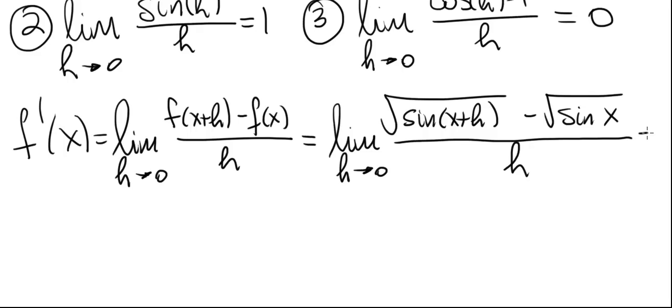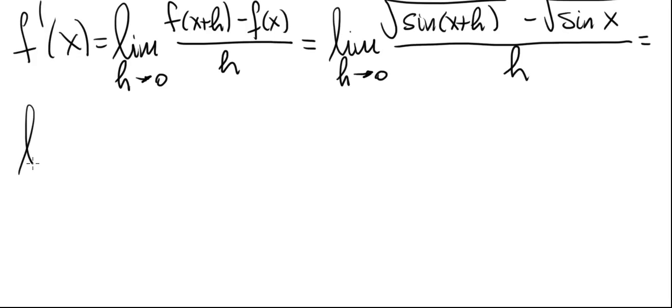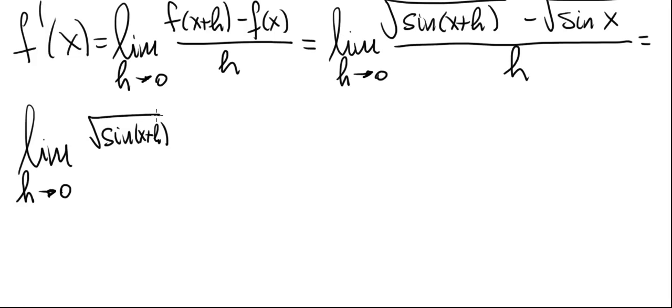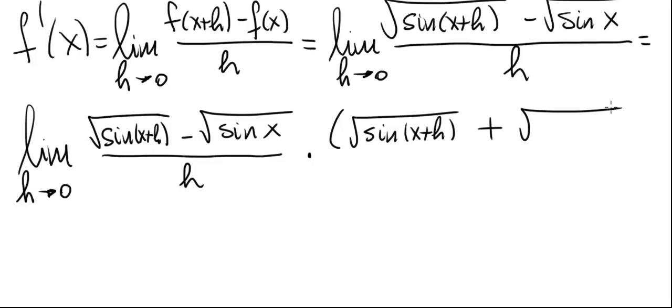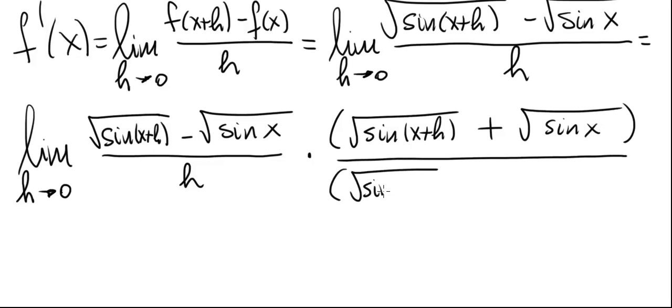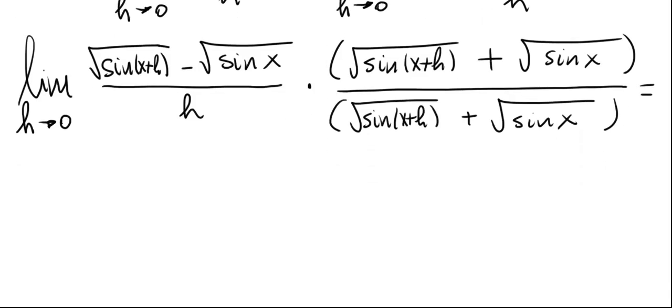So the next step is to multiply both the numerator and denominator of this limit by the conjugate of the numerator. So this becomes the limit as h goes to 0 of the square root of sine of x plus h minus the square root of sine x over h, multiplied by the square root of sine of x plus h plus the square root of sine x, divided by the square root of sine of x plus h plus the square root of sine x. So this will remove the radicals from the numerator.